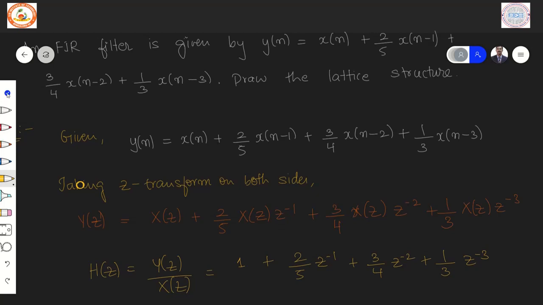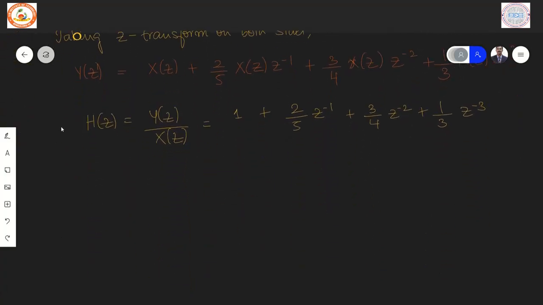Now from the system function we can determine the coefficients. Clearly we see the highest power is 3, z power of minus 3. So we can call it a third order system. The order is 3.